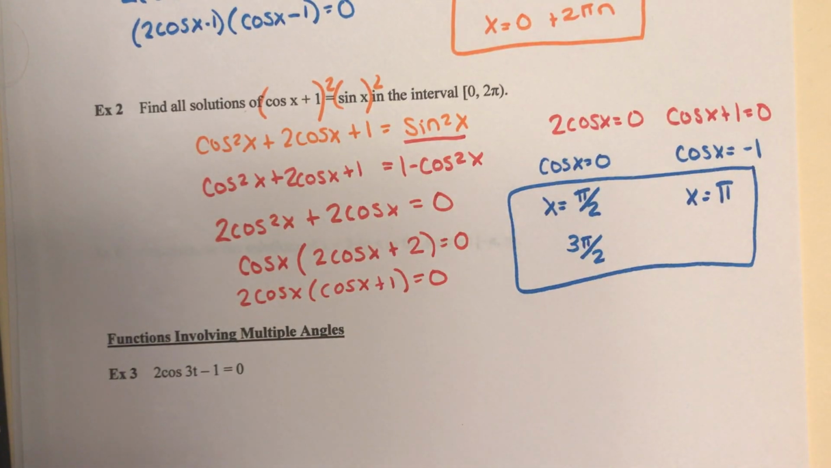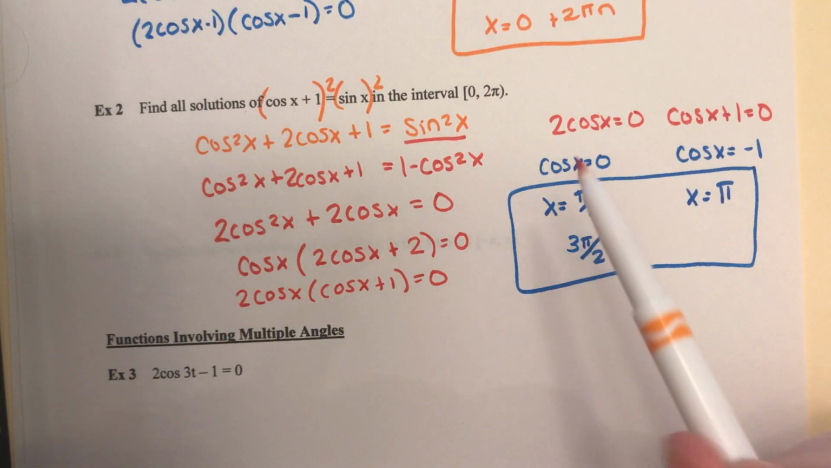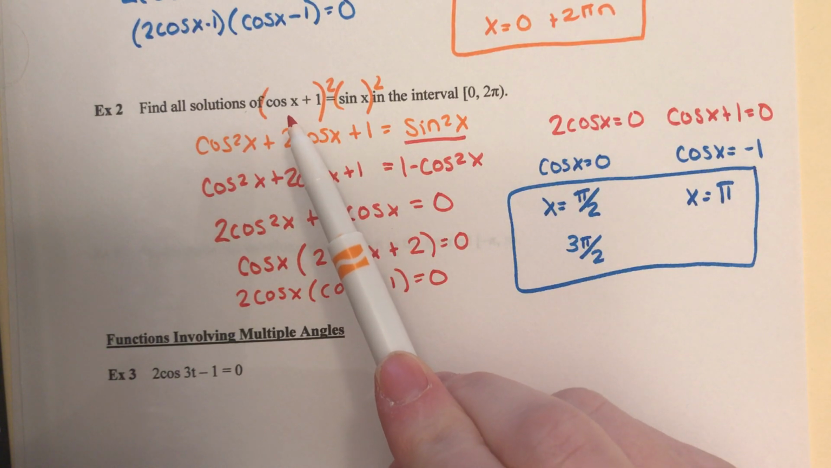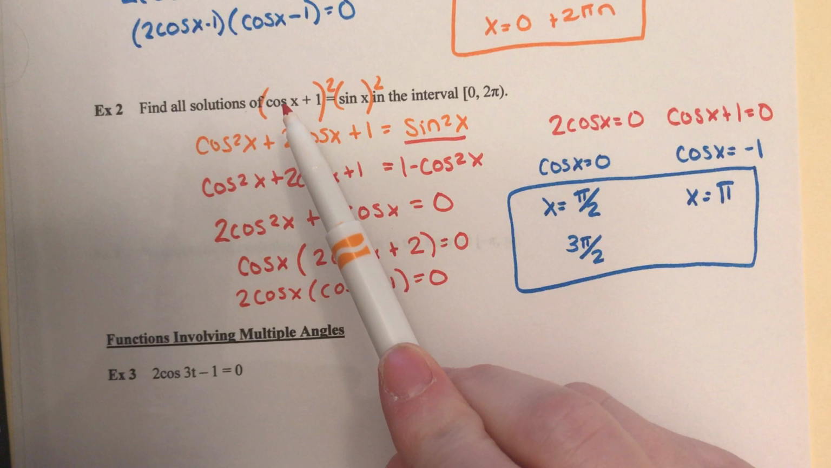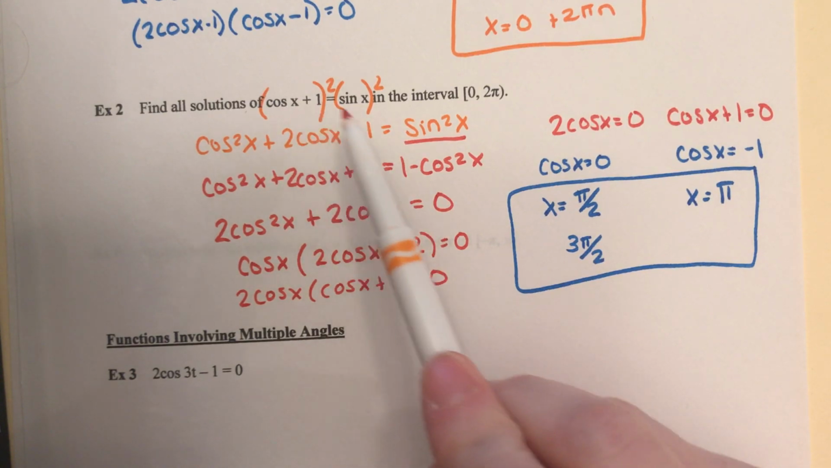Now, we do want to check our answers in the original problem to make sure that they are correct. Now, this one actually is an example of a time where we're going to get an extraneous solution. And if we check each of these, like this one, pi over 2, the cosine of pi over 2 is 0. 0 plus 1 is 1. Sine of pi over 2 is 1, so that works.